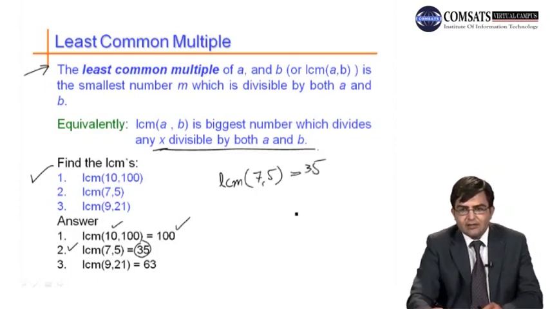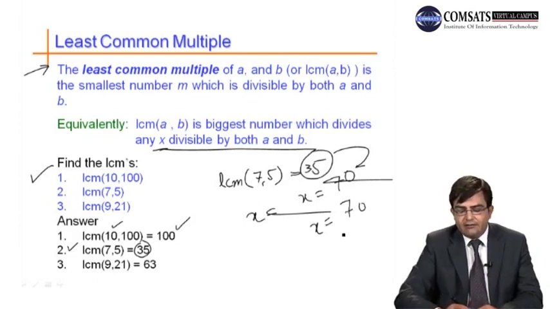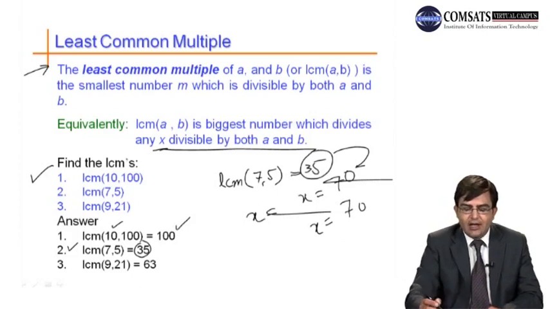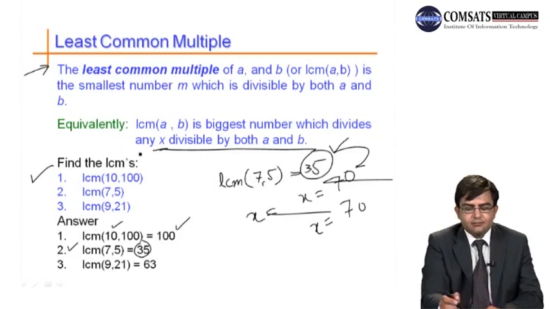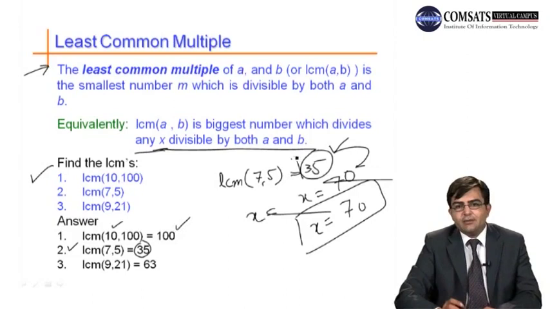Now if we have some other number x, for example 70, then this 35 also divides 70. If we take x as 70, then this 35 divides the 70. So the LCM is basically the biggest number which divides any x which is divisible by both a and b. So if we take x as 70, the LCM is the biggest number which divides 70.